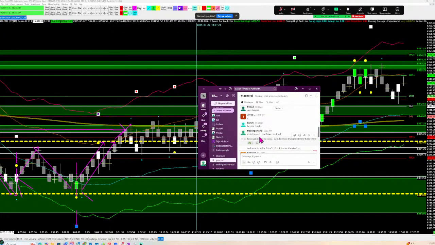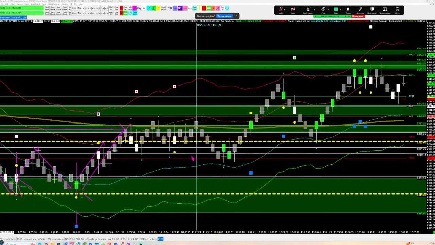And I've written, ES is trapped, per Adam's method. He never mentioned stops, but can't be more than, more than 10 is what I meant to write. Sorry, more than 10 below 63.33, right? He goes, and you're shooting for a 5 to 10 point scale, and then trail up. I'm going to cover this in more detail in just a second, right? And then you're shooting for 5 to 10 points for heavy scale, and then you're trailing up. So let's look at what we actually got here.